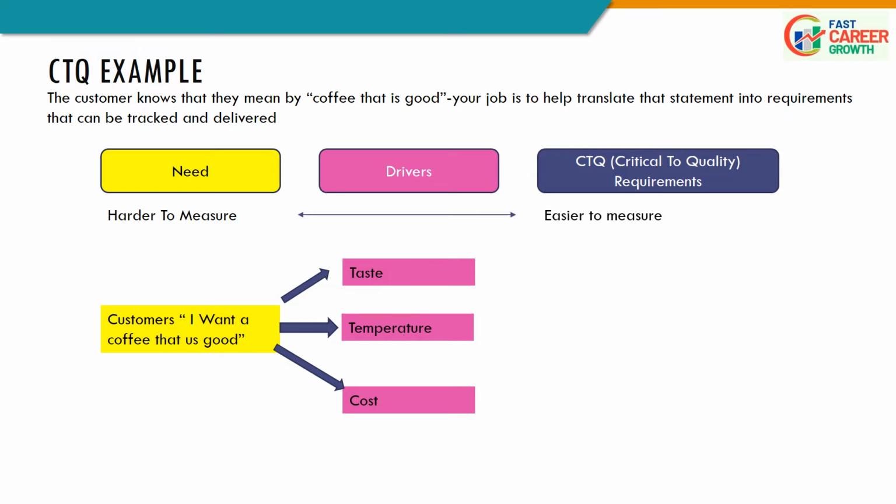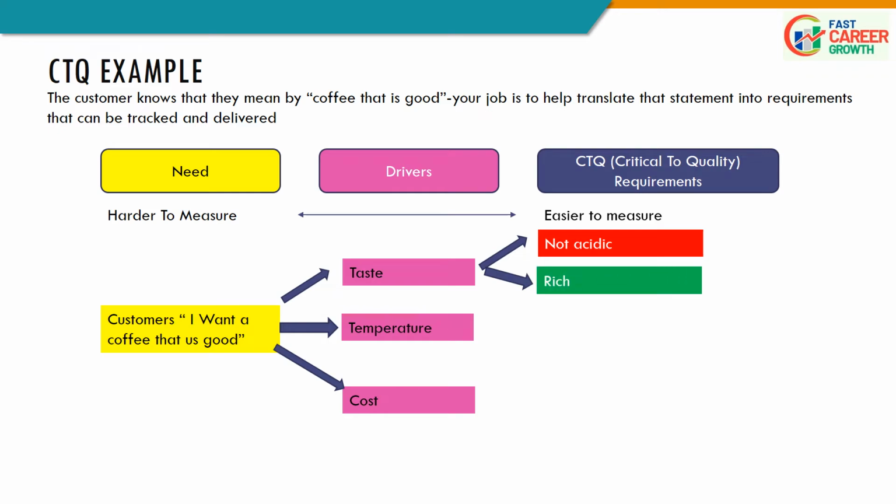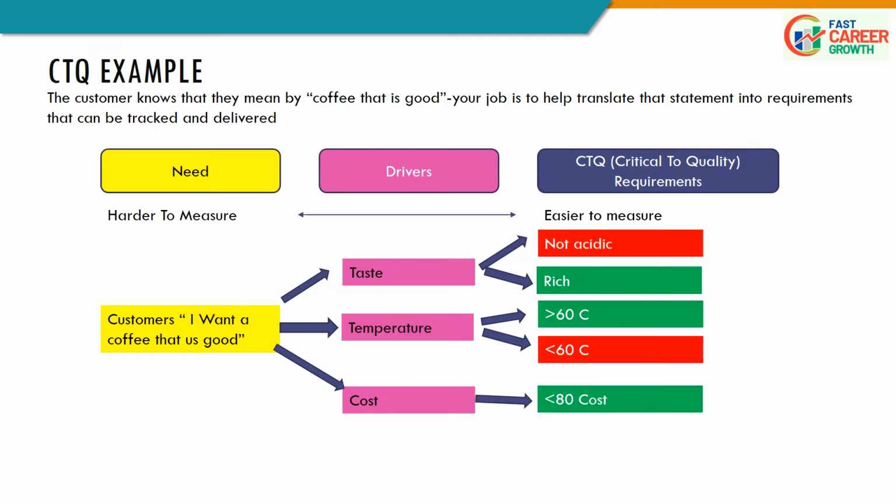In this example, for good taste, you have to ensure coffee should not be acidic and it should be rich, meaning a satisfying flavor present in your coffee. Then maintain the serving temperature of coffee, meaning it should be greater than 60 degrees Celsius, and less than 60 degrees Celsius will dissatisfy the customer. Lastly, cost should be less than 80.